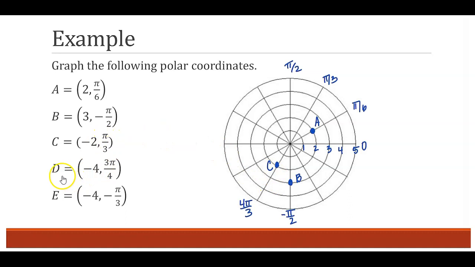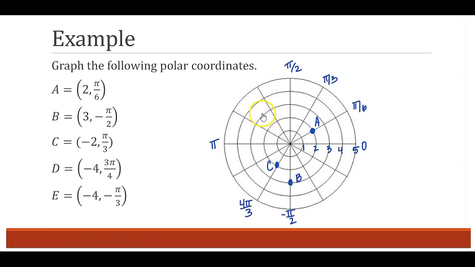Let's go ahead and try part D. We have negative 4 comma 3 pi over 4. So 3 pi over 4 isn't labeled for us. This is going to be an angle in quadrant 2, and it's actually going to be halfway between pi over 2 and pi, so halfway between a half and 1 pi, and so we can see that isn't actually drawn here as one of my line angles, but that's okay. I can still go ahead and graph this point.